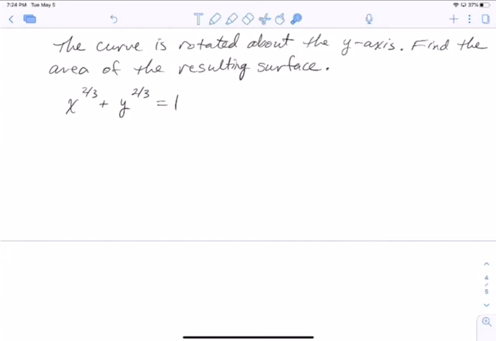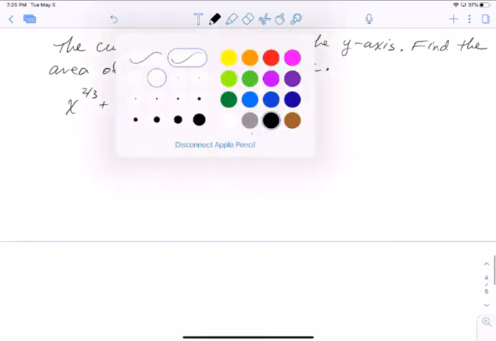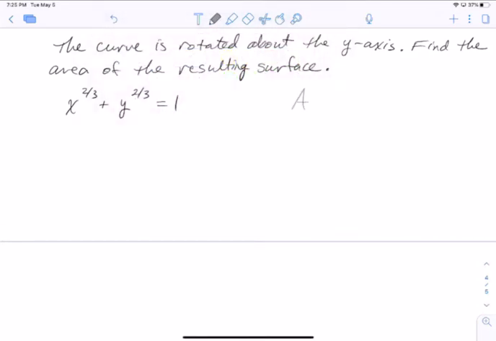Here we're going to rotate a curve about the y-axis, and we're asked for the area of the resulting surface. Our curve is x to the 2/3 plus y to the 2/3 is equal to 1. If we're rotating about the y-axis, then our surface area is an integral, say, from a to b of 2 pi x ds. Left out an important piece of information here. Y is going from 0 to 1.